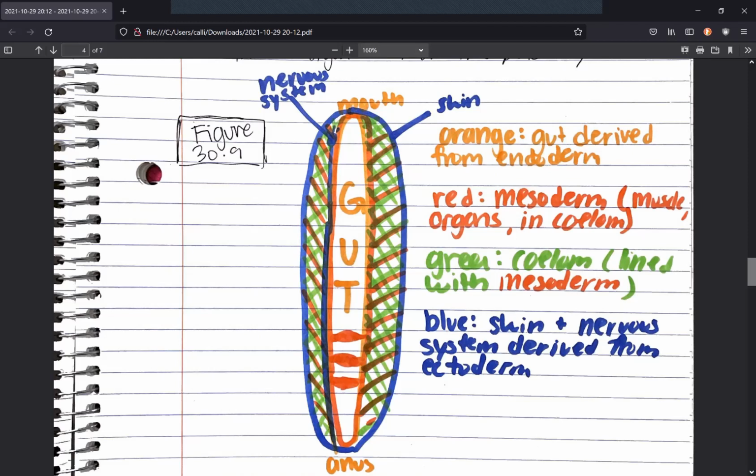Let me skip down to blue, which is the skin and the nervous system derived from the ectoderm. So of course, on the outside, I have the skin protecting the organism. But inside, I also have the nervous system. And towards the mouth end, I drew a dot, which again represents the fact that most bilaterians absorb the most information from their environment from the front of themselves.